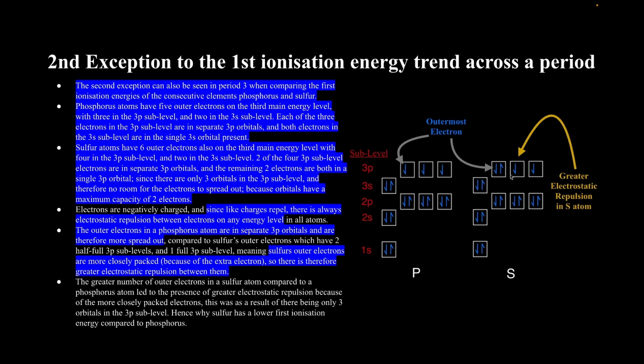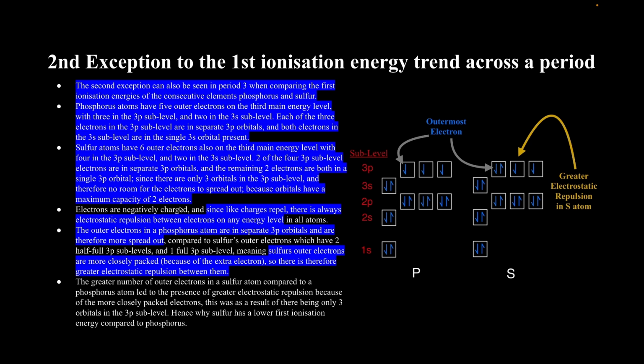Sulfur atoms, however, have 6 outer electrons in total, which are also on the 3rd main energy level, with this time 4 in the 3p sublevel and 2 in the 3s sublevel. 2 of the 4 3p sublevel electrons are in separate 3p orbitals, and the remaining 2 electrons are both in a single 3p orbital, since there are only 3 orbitals in the 3p sublevel and therefore no room for the electrons to spread out, because orbitals have a maximum capacity of 2 electrons and no more.